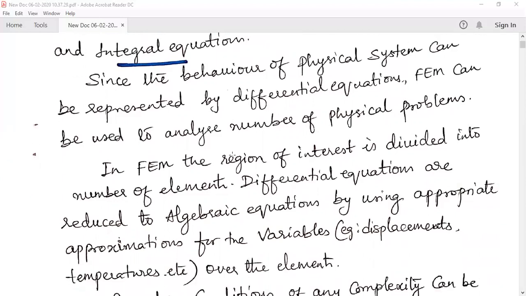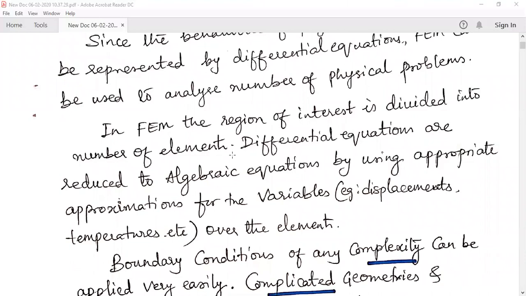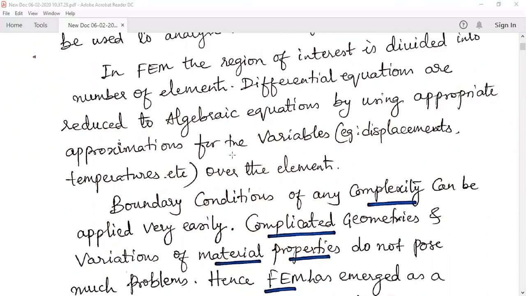In FEM, the region of interest is divided into a number of elements. You will be discretizing it into simple elements. Differential equations are reduced to algebraic equations by using appropriate approximations for the variables. You are familiar with shape functions. Then the variables can be, in structural problems, displacements; or temperatures, flux, velocity, or the different kinds of variables in different applications. Boundary conditions are very prominent in finite element analysis.